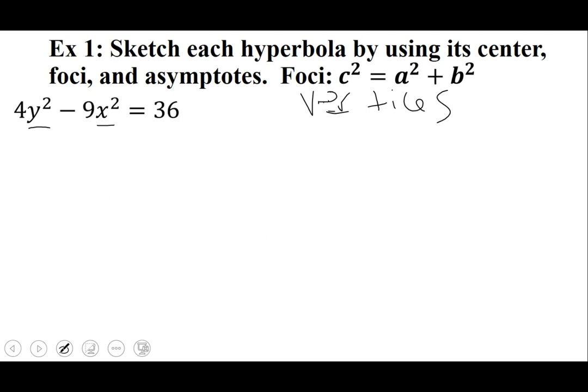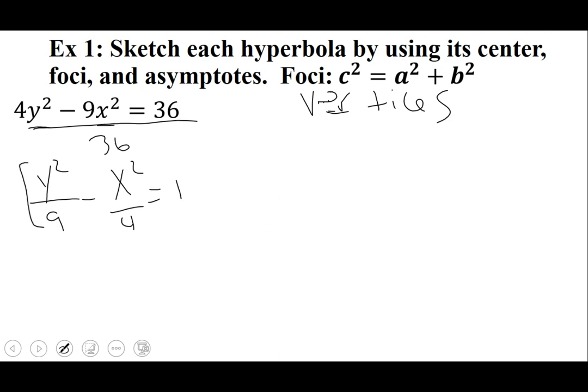So again, all the hyperbola stuff only works if you are in fact equal to 1. So the first thing I'm going to do is divide everything by 36. If I divide everything by 36, I'm going to get y squared over 9 minus x squared over 4 equals 1. Then notice that the positive part of this equation is with the y. So a positive y is how I know that the graph is going to open like this, up and down.